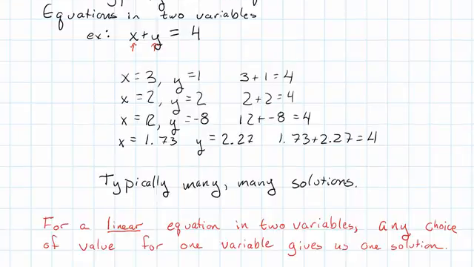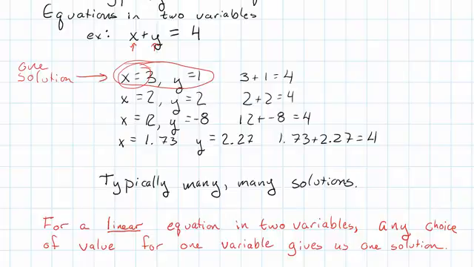Any choice of value for one variable gives us one solution. So if we choose x equals 3, the solution x equals 3, y equals 1 is one solution. Even though it consists of two numbers, those two numbers go together. So that makes up one solution to the equation. x equals 2, y equals 2, this is another solution.